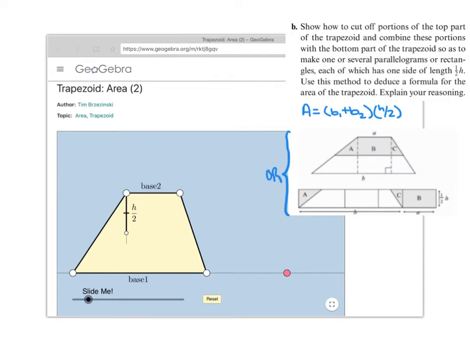So if I cut it the way we looked before, and then I move piece A here and B and C here, I would get again a parallelogram that has a base, this is actually a rectangle, of A plus B times 1/2 H. So it still gives you the exact same formula, but it doesn't do it with a parallelogram. It actually makes it into a rectangle, which is a special type of parallelogram. So both of those would be acceptable for question B.